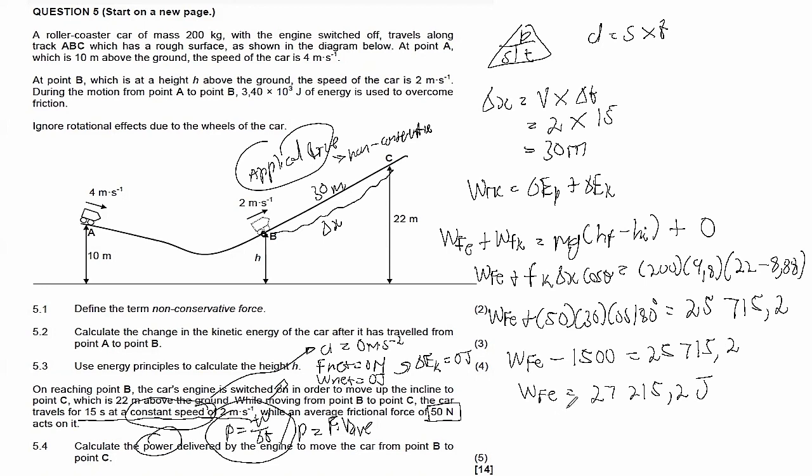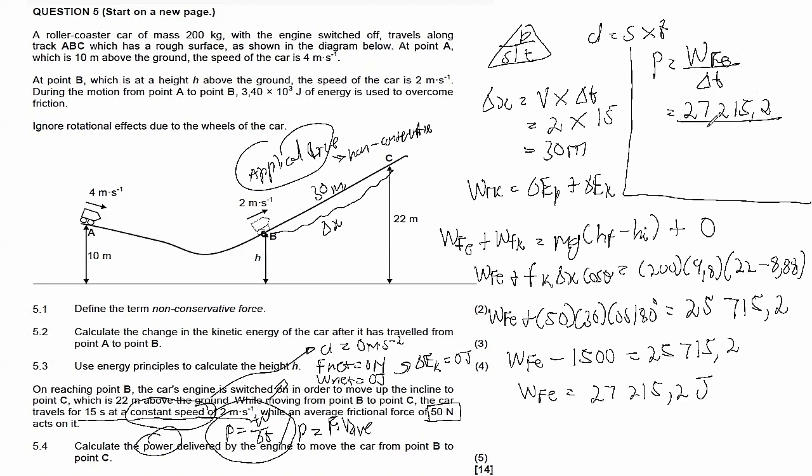Now that we have the work done by the force of the engine, we can calculate the power delivered by the engine. What is power? Power is the rate at which work is done or energy is dissipated. So the power of the engine equals the work done by the force of the engine over the delta time. Then we have 27,215.2 over 15, which is the time we were given, 15 seconds. Punching that into your calculator, that's 1,814.35. Remember, the SI unit for power is watts.